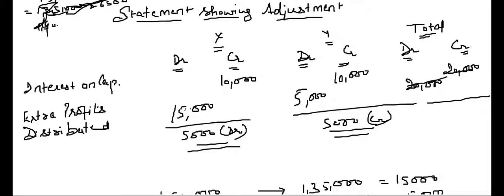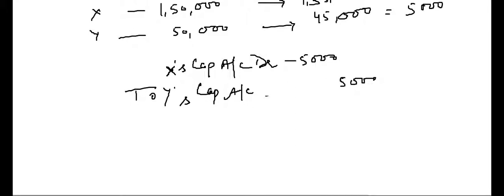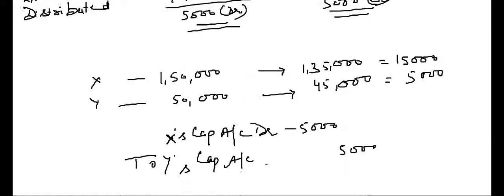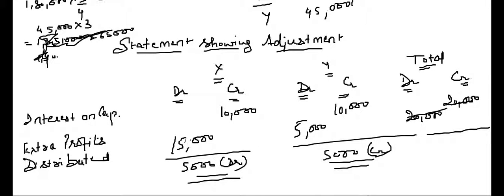That way we will get our journal entry, that is X capital account debit 5,000 to Y's capital account 5,000. Right? This is the rectification entry. This is how we prepare the past adjustments. In the next lecture, we will do some practical problems on past adjustment. Clear? So you can write this down.